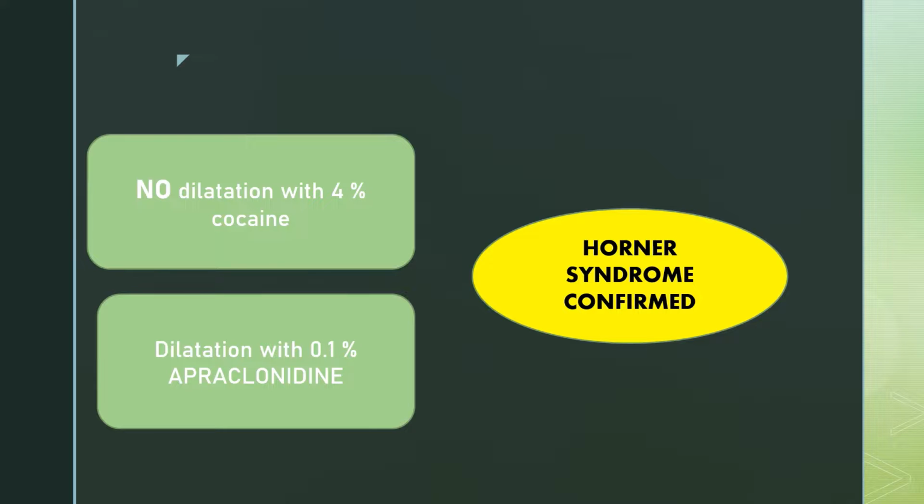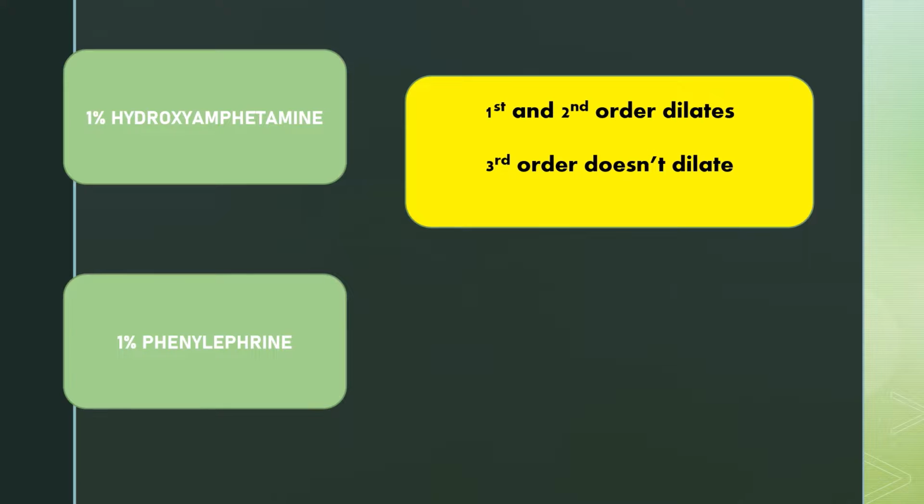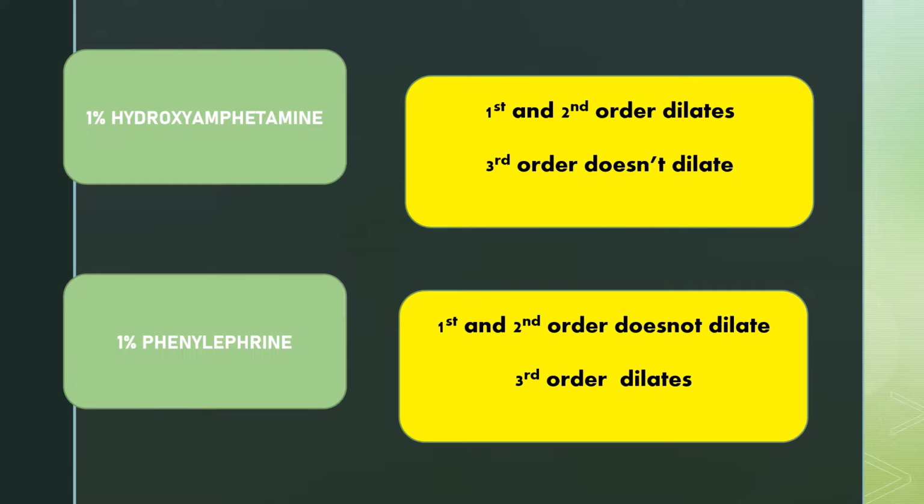So, as I told you, Horner syndrome can be diagnosed with this 4% or 10% cocaine. Okay, so both concentrations are used. So in Horner syndrome, there will be no dilatation of the pupil. Okay, and you can also use apraclonidine 0.1%, but to understand about it, you have to visit my video. Then again, to know whether it is a preganglionic or a postganglionic Horner syndrome, you can use this 1% hydroxyamphetamine or 1% phenylephrine, and that is explained in detail in the video on Horner syndrome.